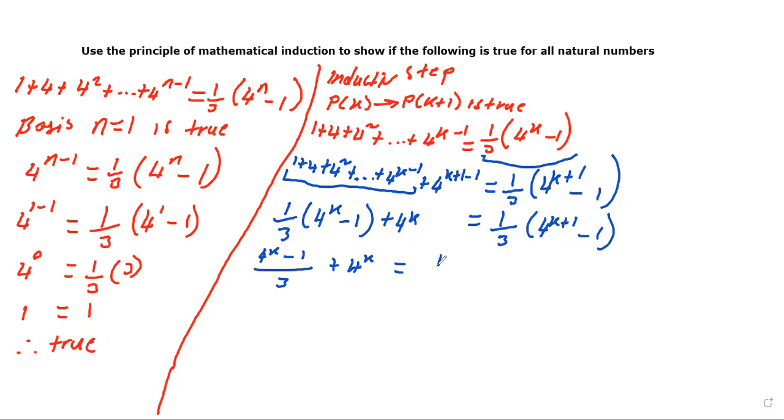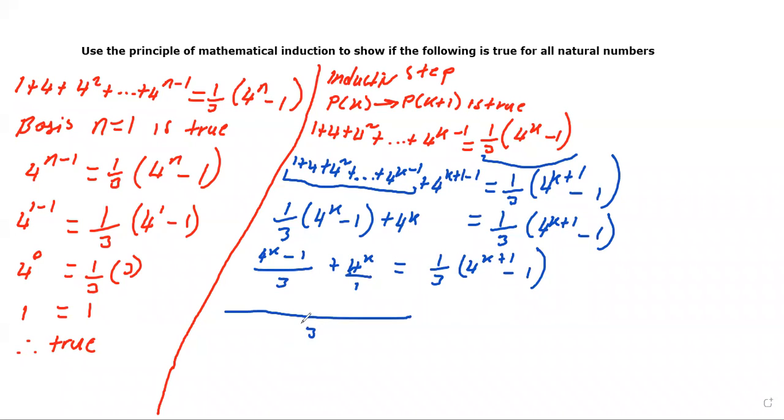is equal to 1 over 3 into 4 to the k plus 1 minus 1. All right, so as we can see here now, we have two fractions, so we're going to add them. So I'm going to take the LCM to be 3.